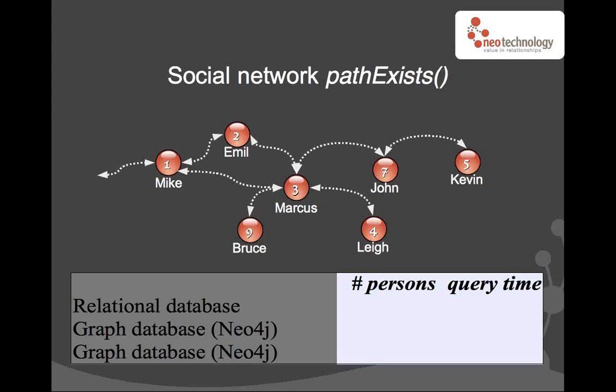In the relational database with 1,000 people and 50 average connections, so 25,000 relationships, we have a query time of 2,000 milliseconds for that query. This is what's called an arbitrary path length query in SQL. The SQL code for this ended up being 4 pages long.